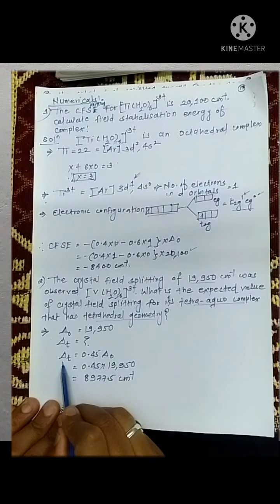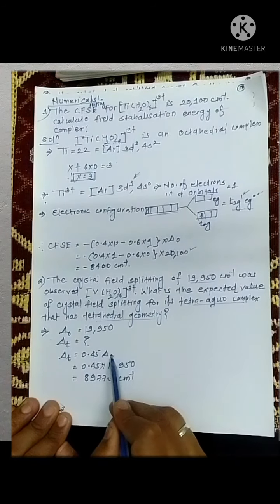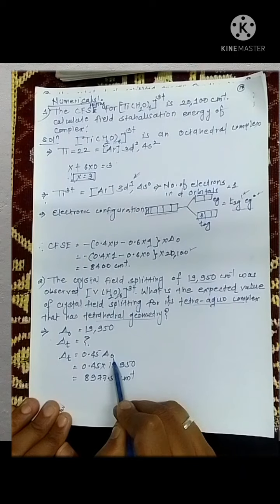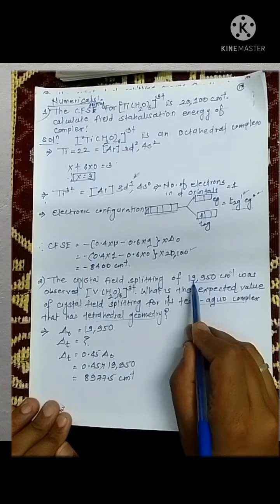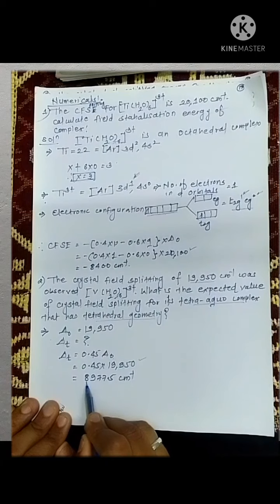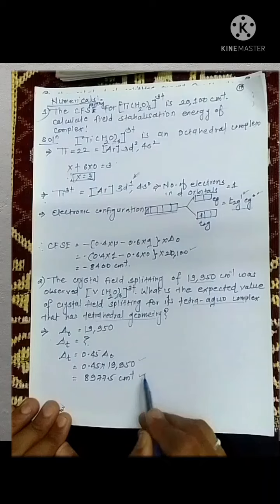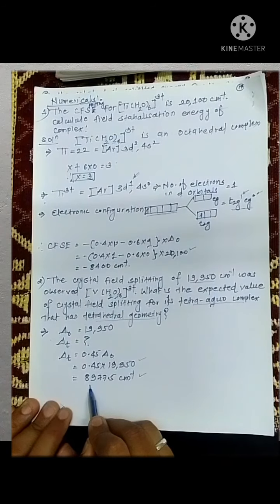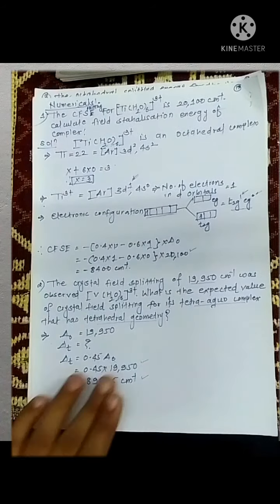So we know the relation: the crystal field splitting of a tetrahedral complex is equal to 0.45 times the crystal field splitting of the octahedral complex. So 0.45 multiplied by 19,950. If we solve this, we come up with the value 8,977.5 centimeter inverse. This is the answer, that is, this much energy is the crystal field splitting energy for tetrahedral geometry.